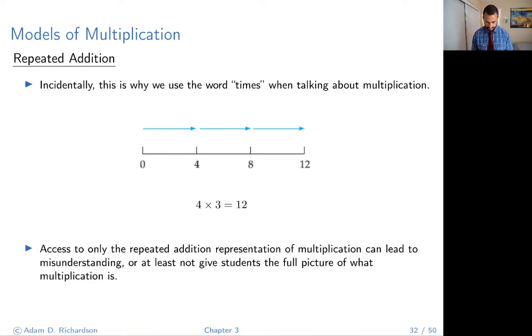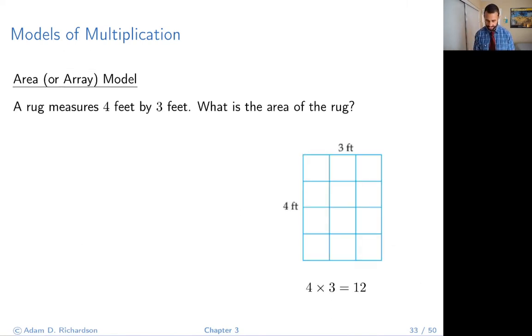That's commutativity. So one issue is this: access to only the repeated addition representation of multiplication can lead to misunderstanding. It also doesn't give students quite a robust enough outlook on multiplication itself. So we want to give them more models of multiplication, and we're going to see those here. This one is actually one of my favorites, the area model. But again, multiplication can always be represented as an area.